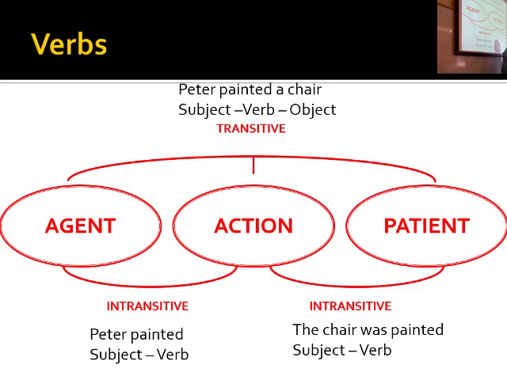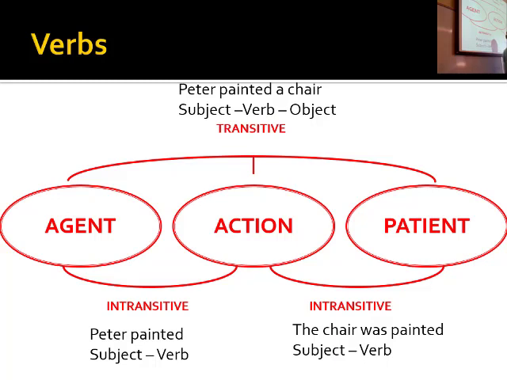This part is more straightforward. The chair was painted. Now we miss the agent, right? The chair is the patient of the action. And that's why it's helpful to think of agents and patients rather than subjects and objects, because the chair is the subject of the sentence, but it's the patient of the action, right? So the chair was painted. Here we don't have an agent.